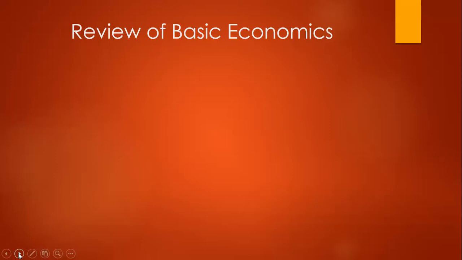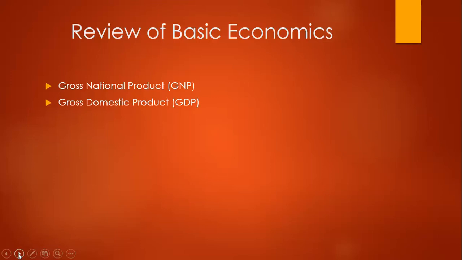So as we begin, let's take a look at some review of some basic econ terms that we talked about earlier in the year. We've got GNP versus GDP. So GNP is gross national product, and this is the sum value of all the goods and services produced by a nation in one year. So GNP does include all the companies owned by a nation's citizens, whether they're operating within that country or abroad.